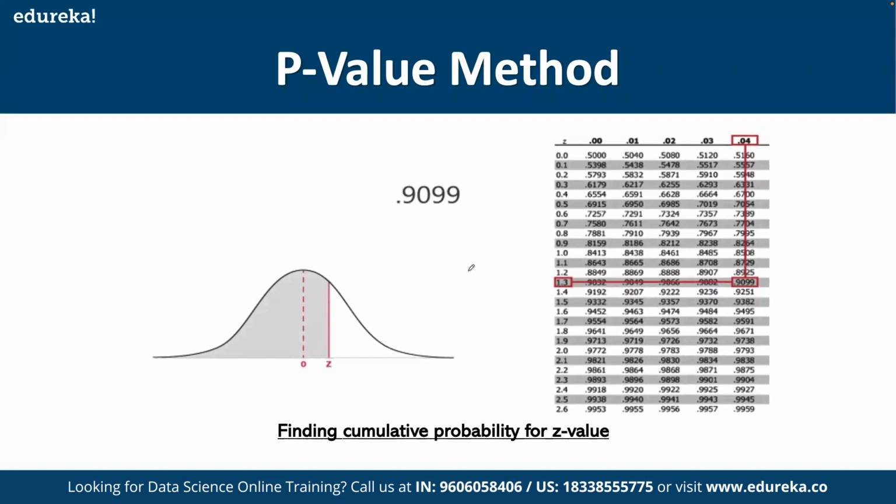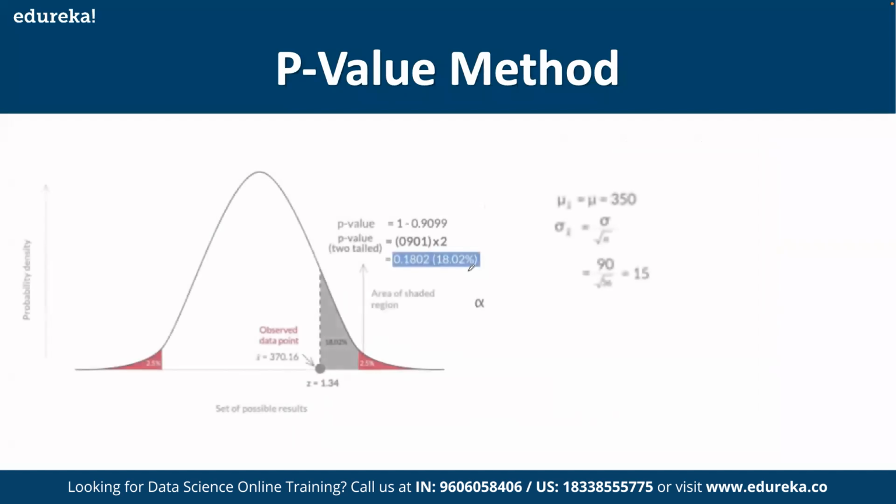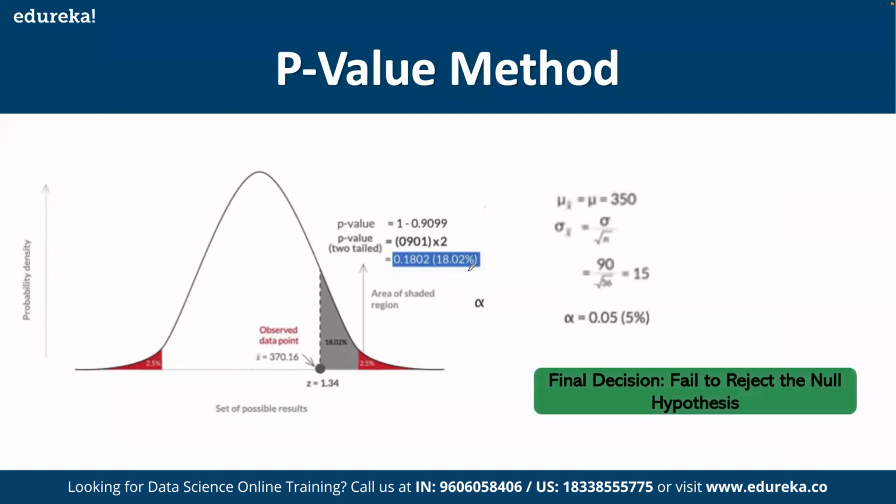With the value of Z, we can get the p-value, and we will check whether the p-value is less than 0.05 or greater than 0.05. Based on this, we will either accept the null hypothesis or reject the null hypothesis. So that's the overall idea of the approach of the p-value method.